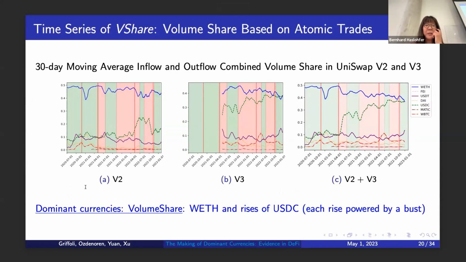So this is the time series volume share based on the ultimate volume.